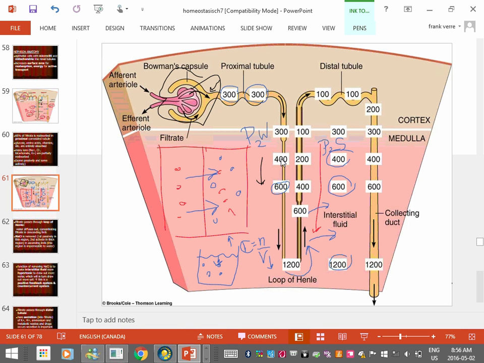As the water comes out, what happens to the filtrate though? The filtrate becomes what? More or less concentrated. As something loses water, does it become more concentrated or less concentrated? More concentrated. Right. Because you have the same amount of solutes, but less volume. So if V goes down, that means C goes up. You can see it in this formula right over here. So if V goes down because we lose water, that means C, concentration, goes up. That's why these numbers go from 300 to 400 to 600 to 1200.